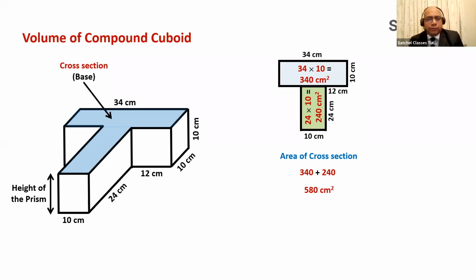To find the volume of the prism now, we need to multiply it by the height of the prism, which we had established was the 10 centimeters dimension, the vertical distance of 10 centimeters. So if I multiply that by 10 centimeters, we'll get the volume of this particular compound cuboid, which is 5,800 centimeter cube. Well, that was the first method in which we treated this particular compound cuboid like a prism with a T-shaped cross section. Let's now move on to the second method.